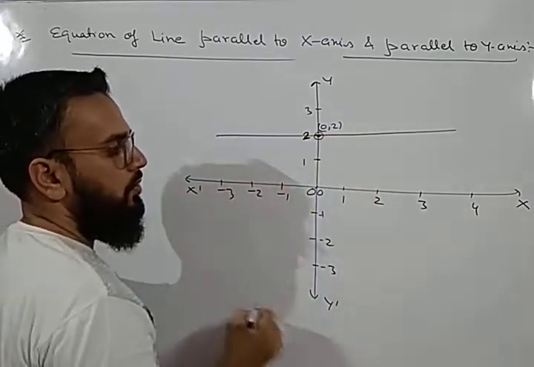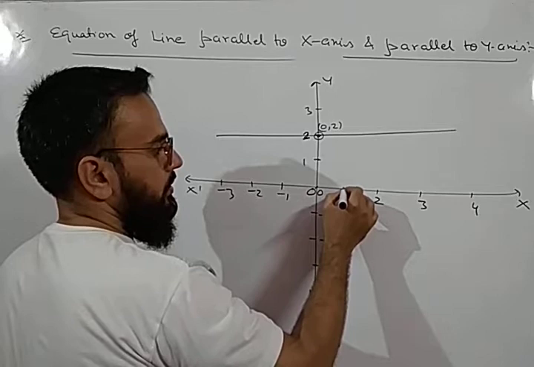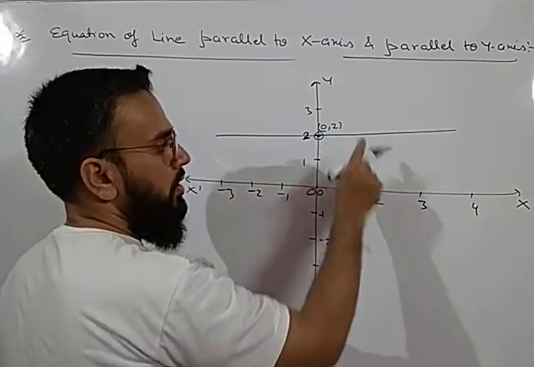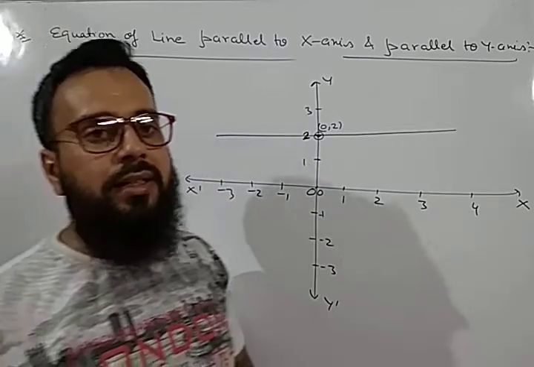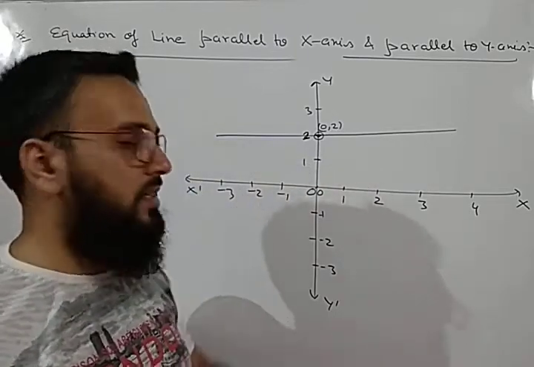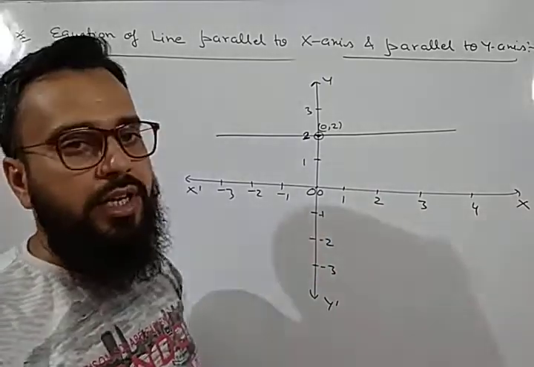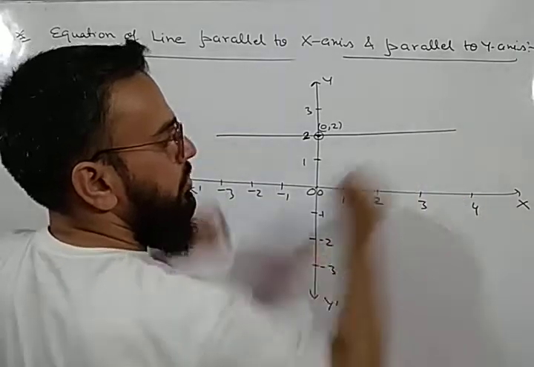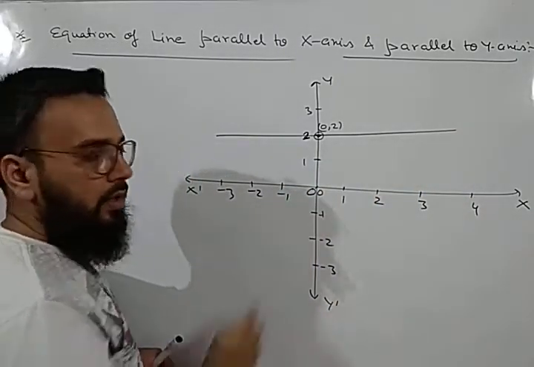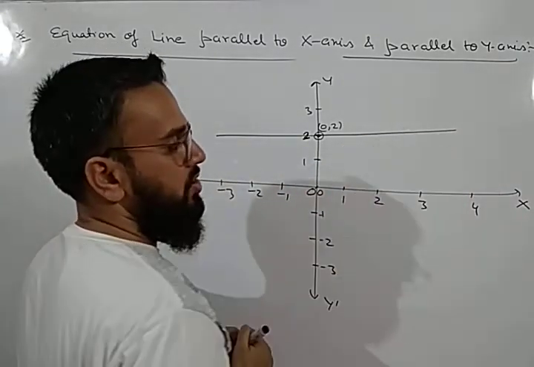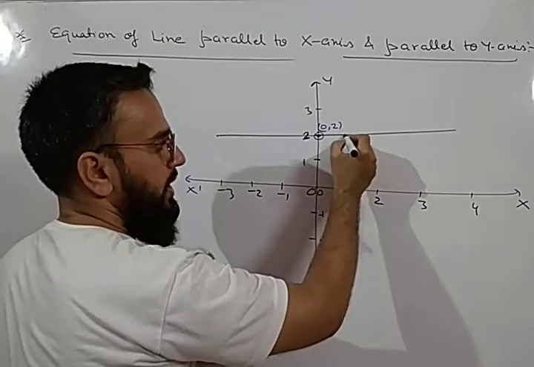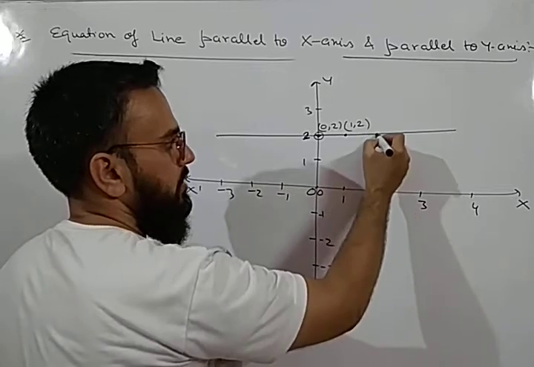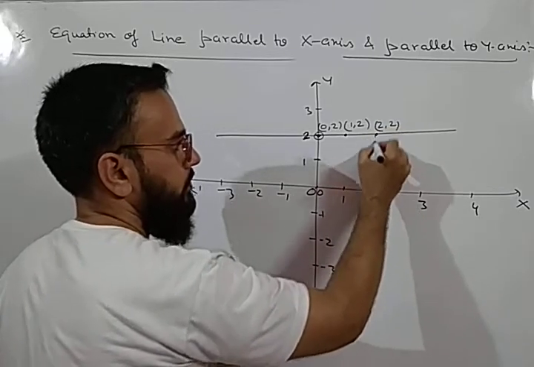Now if we take the distance of this particular line from the x-axis, it is always 2. Because we know that the perpendicular distance from the x-axis is the y coordinate. So this y coordinate is 2, and this is a parallel line. So the distance will be constant at every point. So what will be the coordinate of this point? This point will be 1, 2. Similarly, this point will be 2, 2.